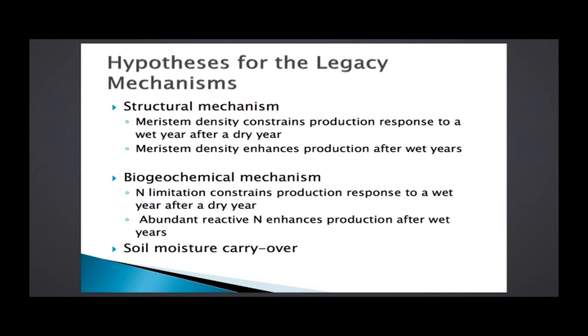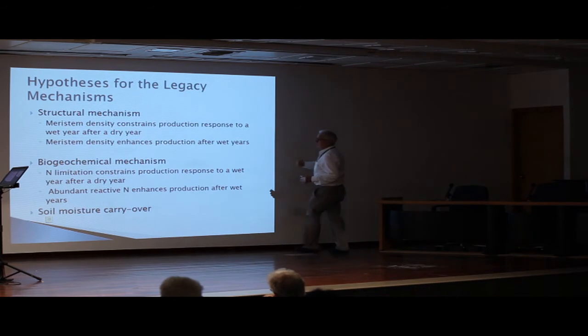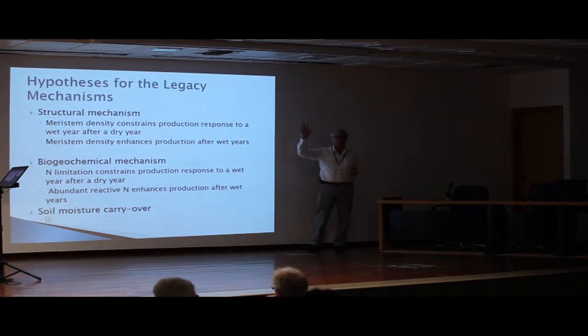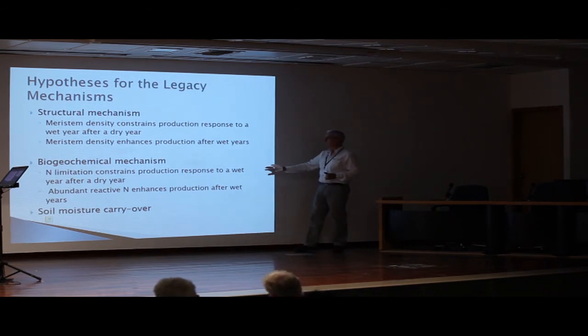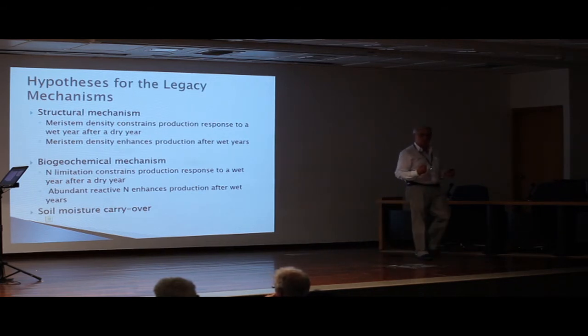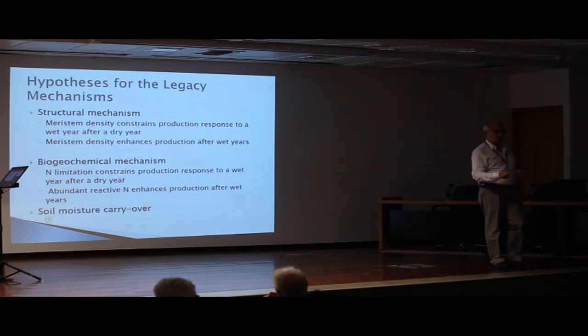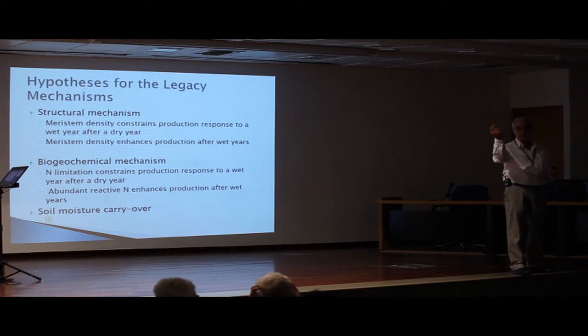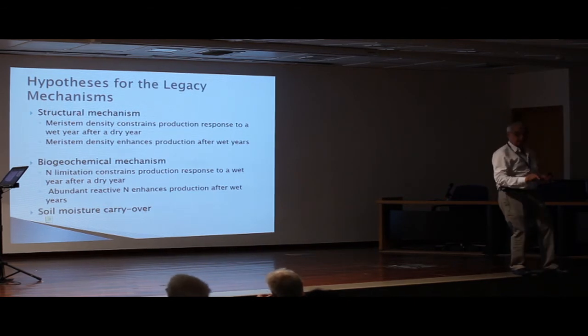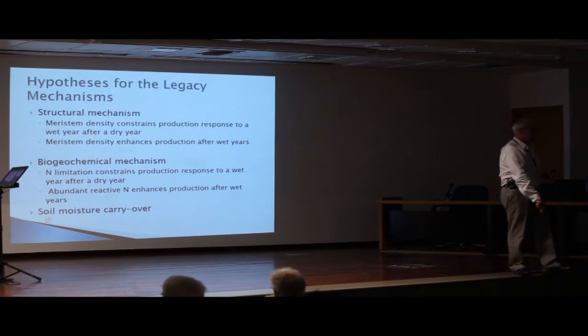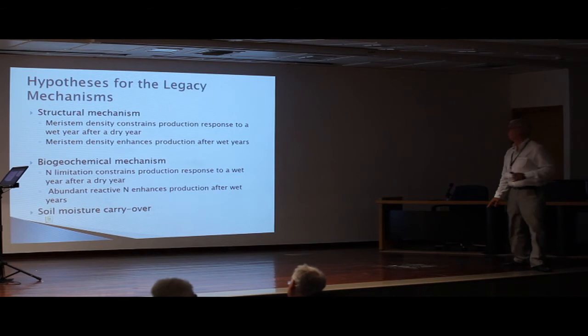The biogeochemical limitation is that it's not all about structure, it's about nitrogen limitation constraining production response to a wet year. So assume that most of the nitrogen that is available for the ecosystem in one year depended on the input in the previous year. So if the previous year was very dry, there was very little input into the soil, and therefore production was going to be limited by nitrogen.